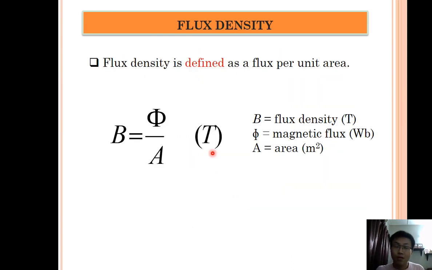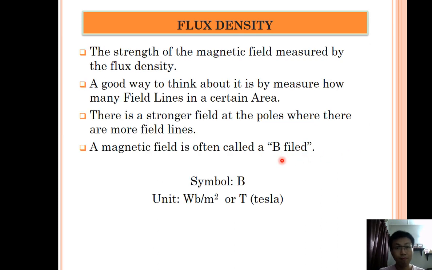So we need to put in the equation. Flux density is defined as the flux per unit area, so this is the flux per unit area, B. B is in the unit of Tesla, which is the standard. Magnetic flux is in Weber, and area is in meter square.